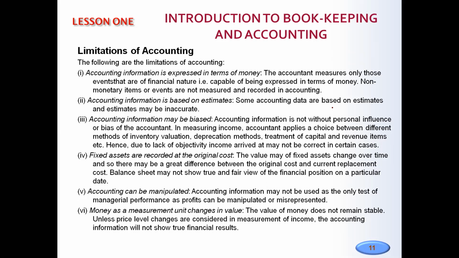Accounting can be manipulated. Accounting information may not be used as the only test of managerial performance, as profit can be manipulated or misrepresented. A lot of accountants do this. We call it window dressing. The money as a measurement unit changes in value. The value of money does not remain stable unless the price level changes. Consider the measurement of income: the accounting information will not show true financial results. This particular limitation also has been resolved, because there is a way you do accounting in a period of inflation. But for the purpose of this class, we will not delve into the details of that.